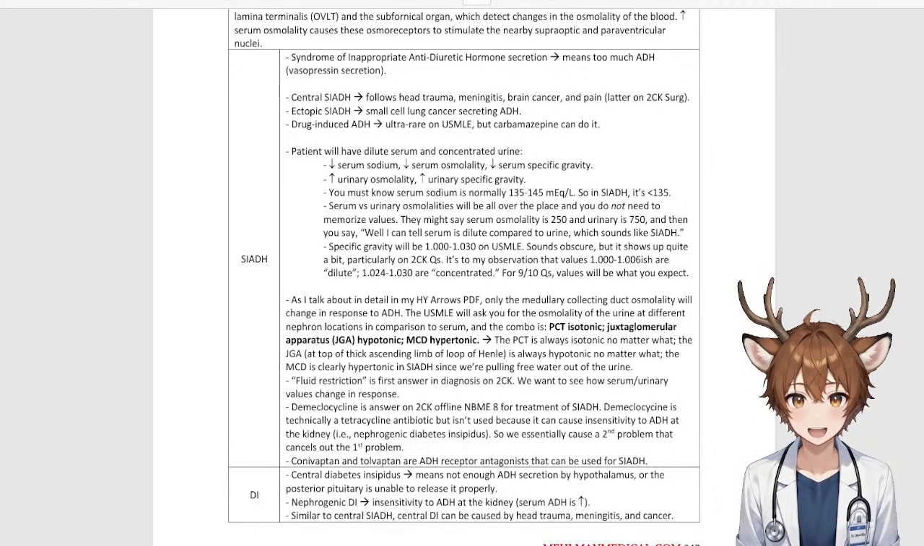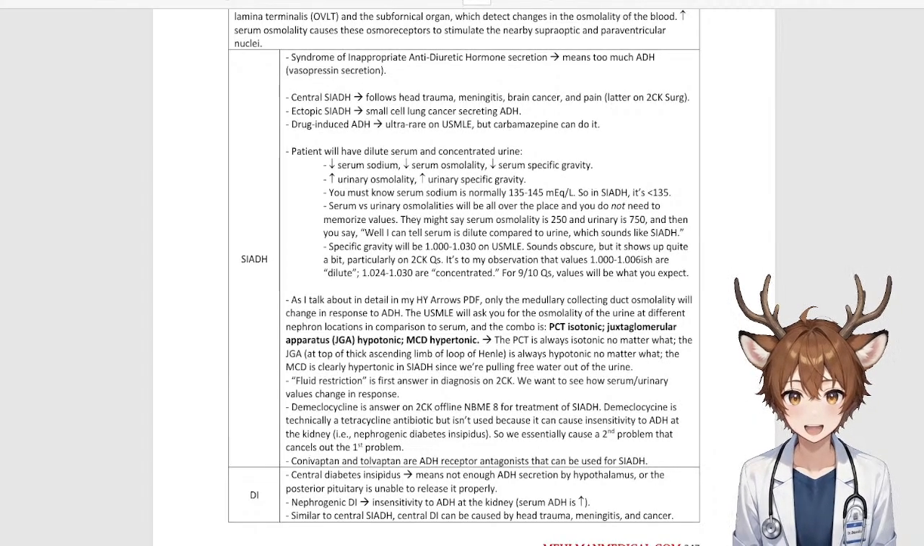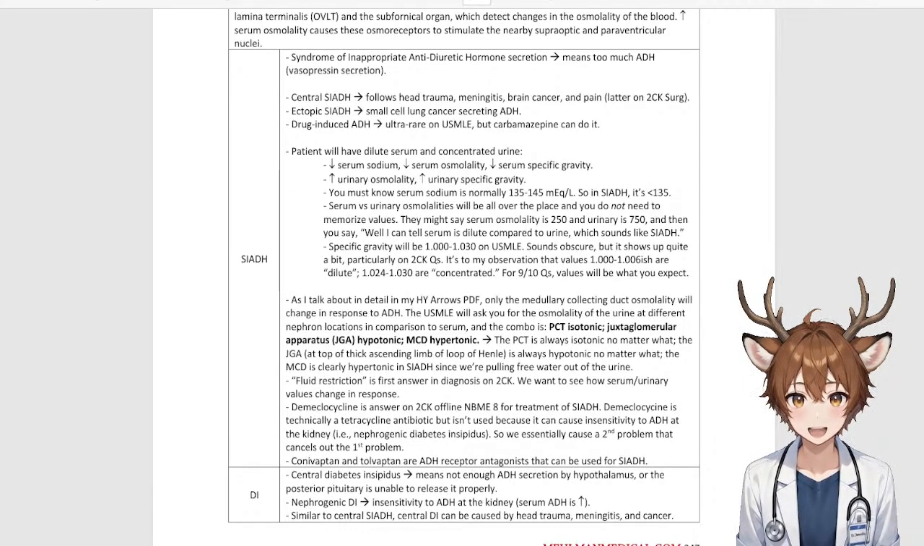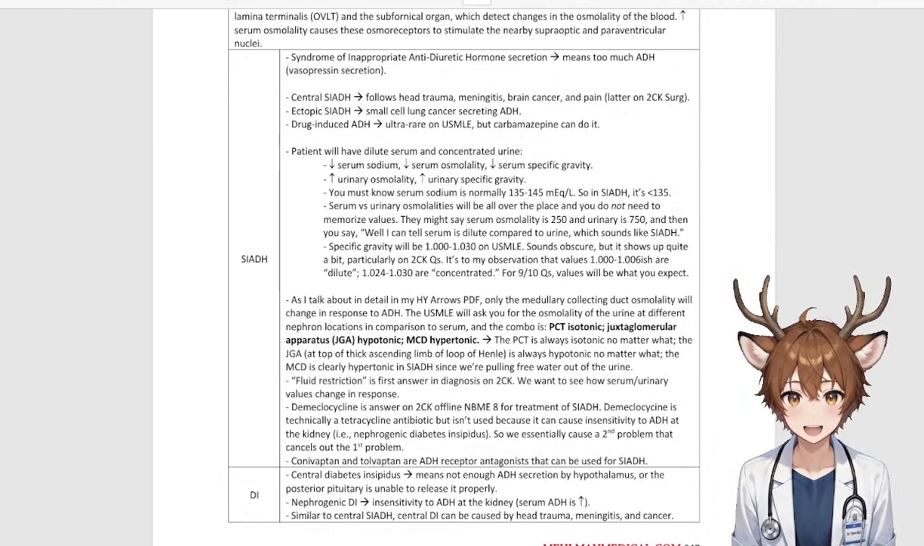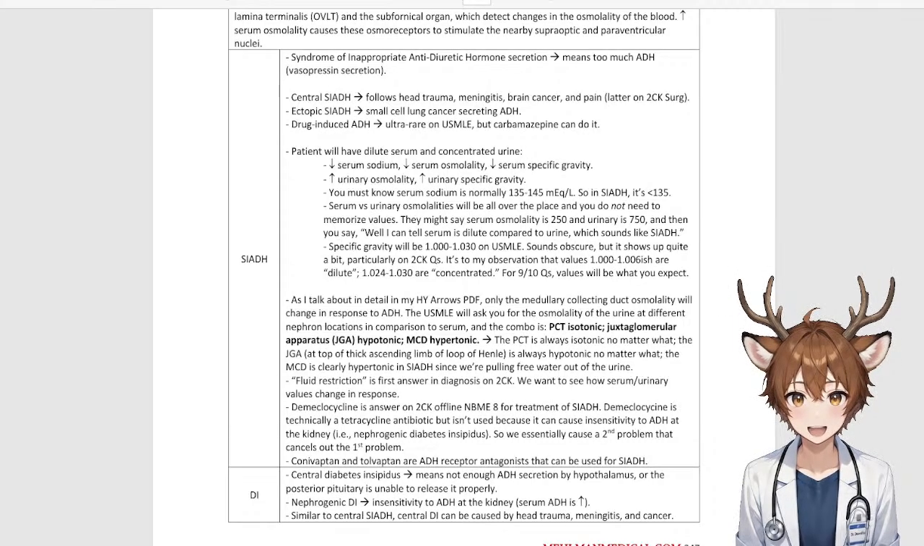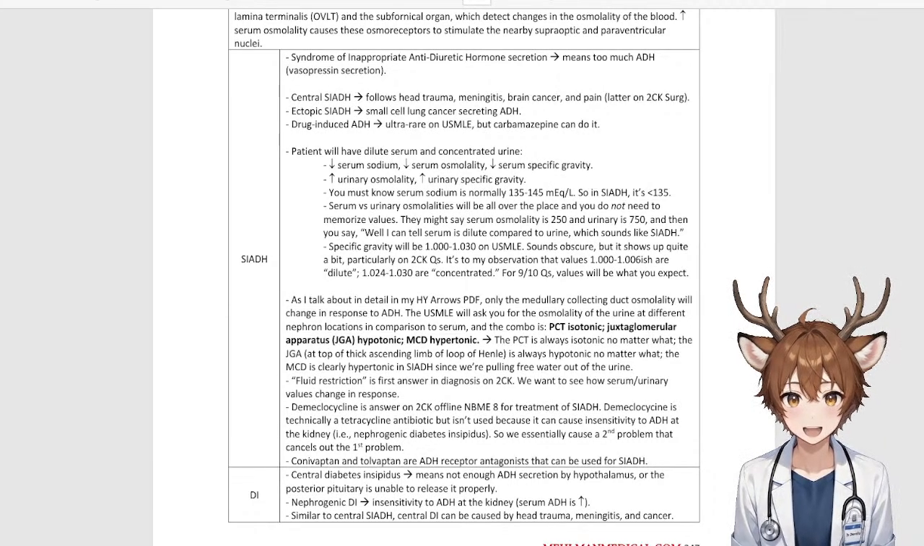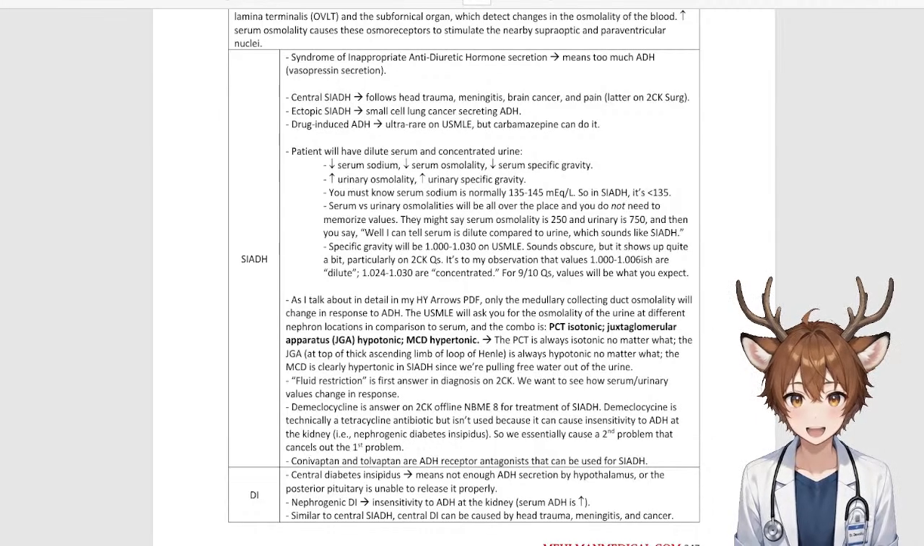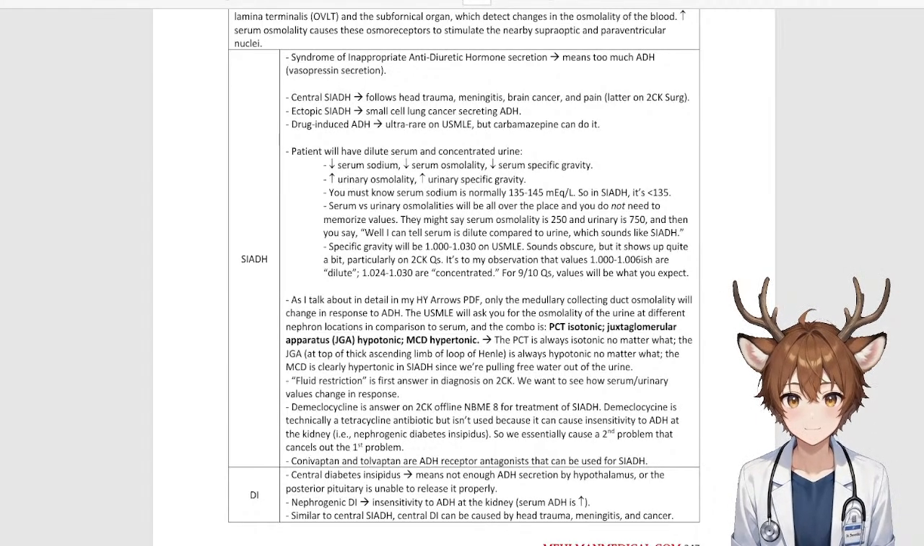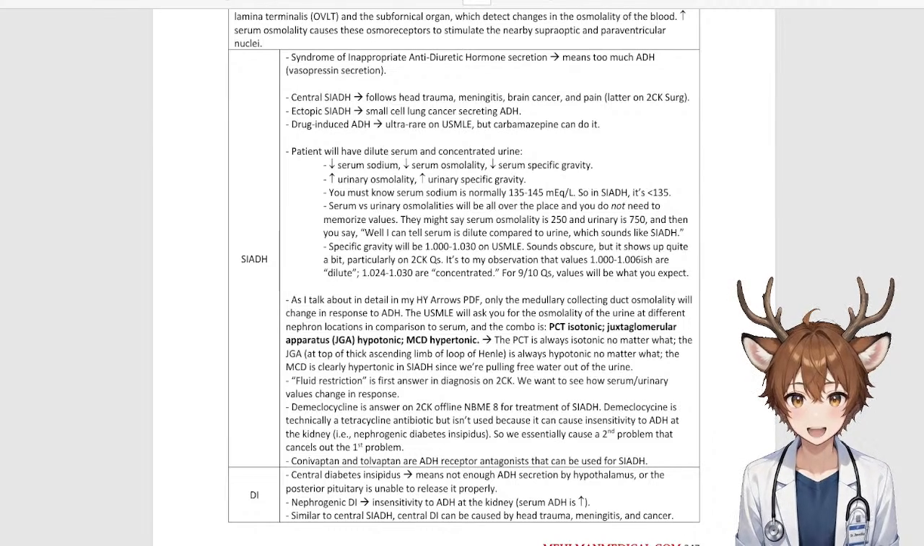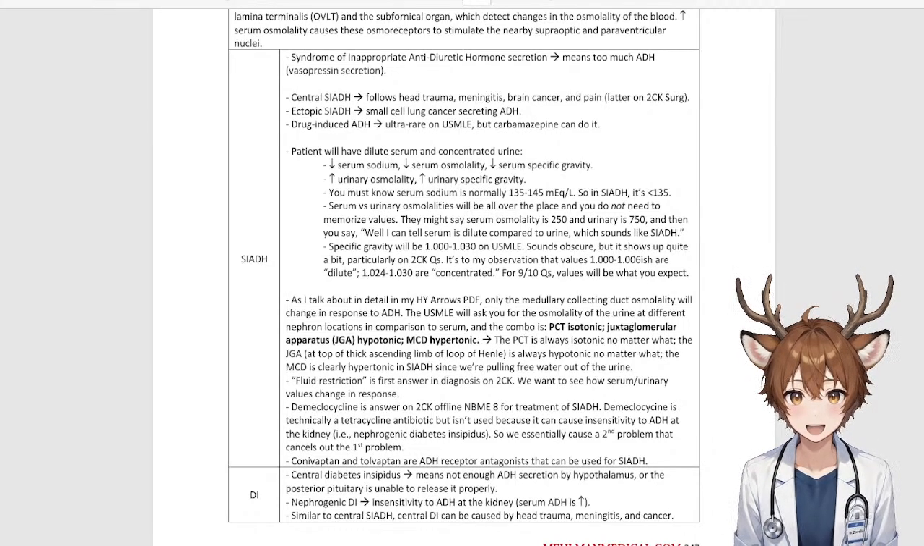SIADH, syndrome of inappropriate antidiuretic hormone secretion, means too much ADH, vasopressin secretion. Central SIADH follows head trauma, meningitis, brain cancer, and pain, latter on 2CK surgery. Ectopic SIADH, small cell lung cancer secreting ADH. Drug-induced ADH, ultra rare on USMLE, but carbamazepine can do it.